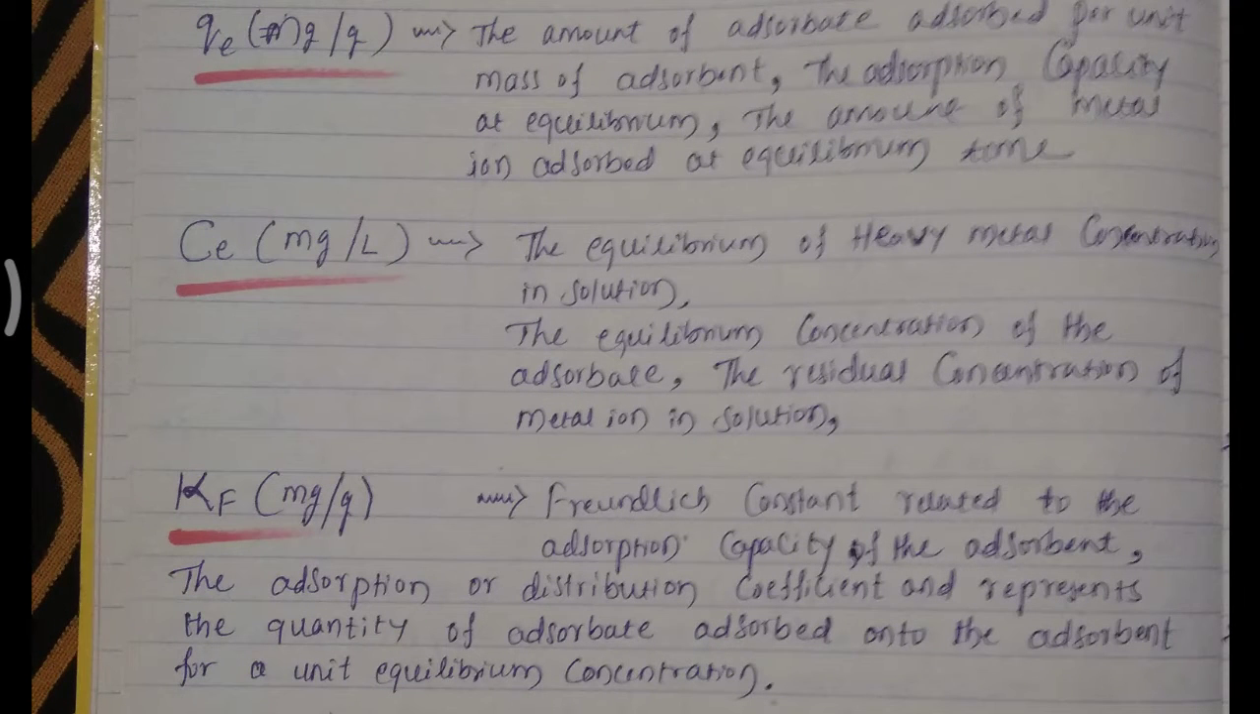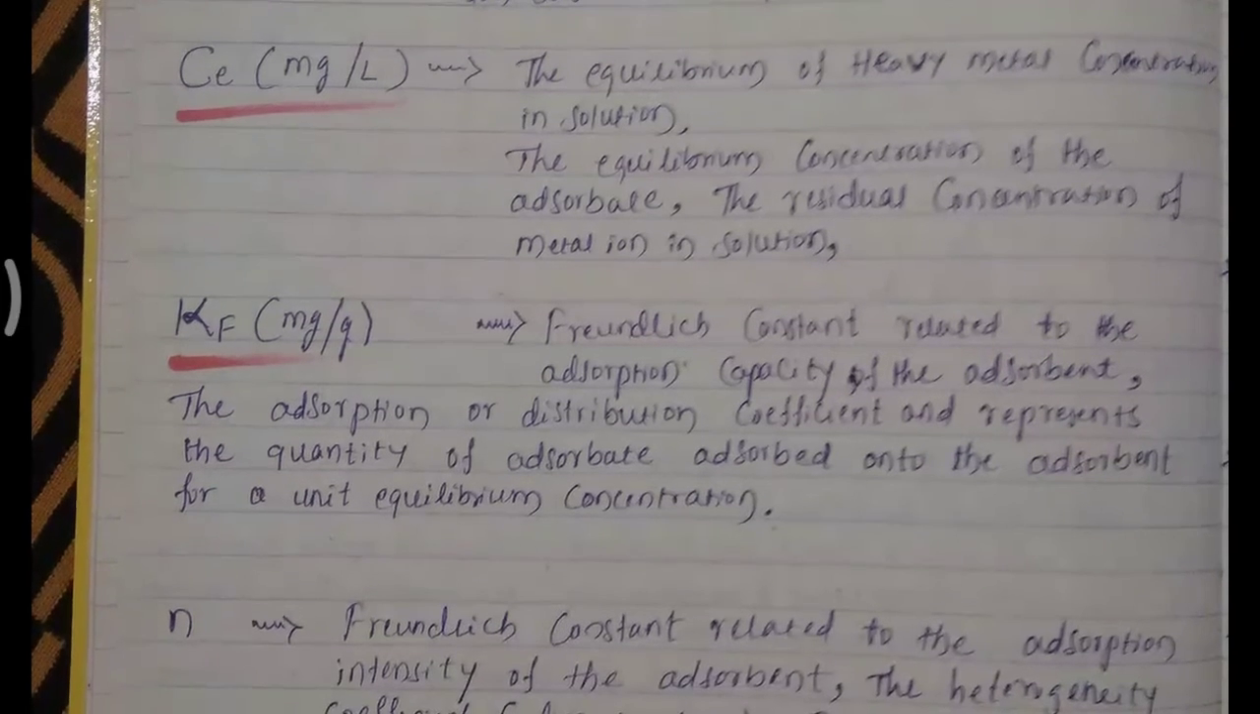And the C unit is milligram per liter. The C will be the equilibrium heavy metal concentration in solution, and also we can call it the equilibrium concentration of the adsorbate, and one more is the residual concentration of metal ion in solution.